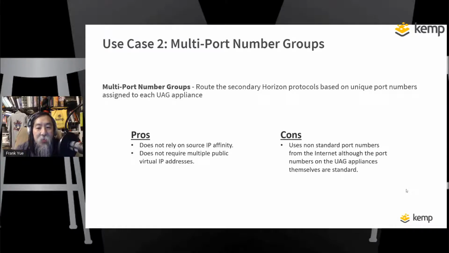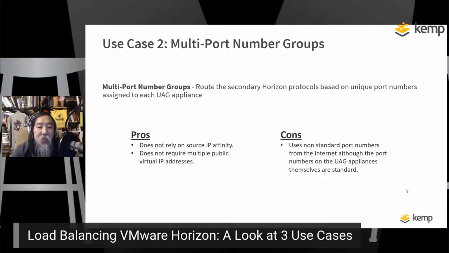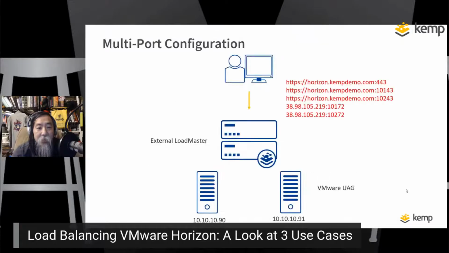The cons: we're going to start using non-standard port numbers. So we saw the port 4172, we saw the 8443, we saw the port 443. We're going to have to start changing those, because we need to create some sort of unique values for each UAG for those connections to maintain that connection persistence between that initial connection and those secondary connections.